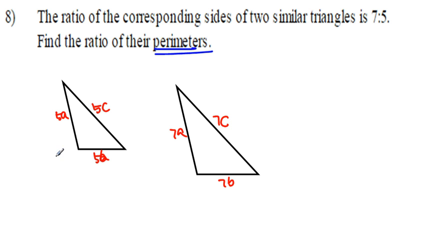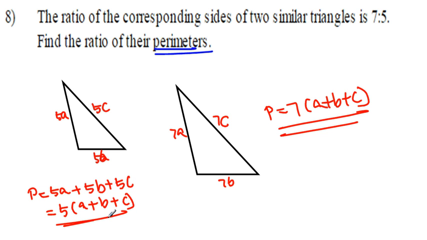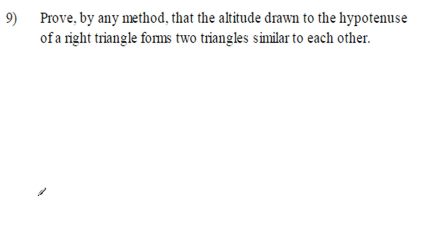What are their perimeters? Perimeter here becomes 5a plus 5b plus 5c. Which is equal to simply 5 times a plus b plus c. But on the other hand, this one, perimeter becomes, by factoring out 7, 7 times a plus b plus c. Once again, we have the ratio between these two triangles in terms of their perimeter is 5 to 7, or 7 to 5, depends on how you look at it. Alright, number 9.